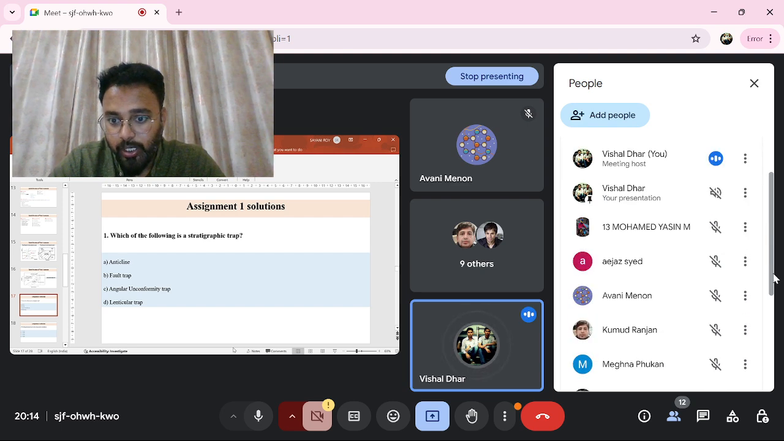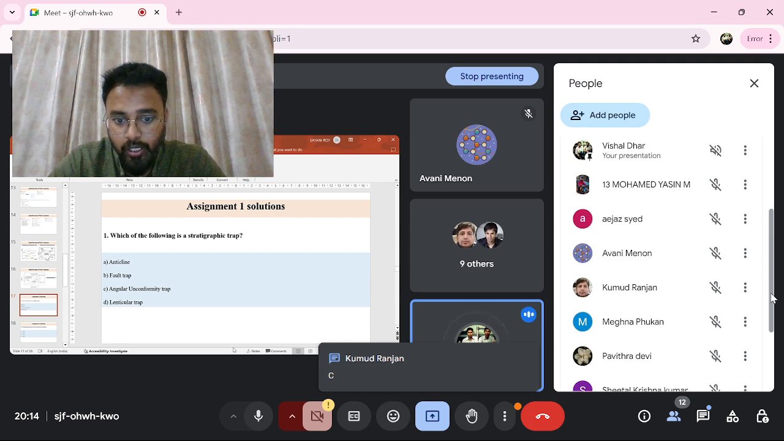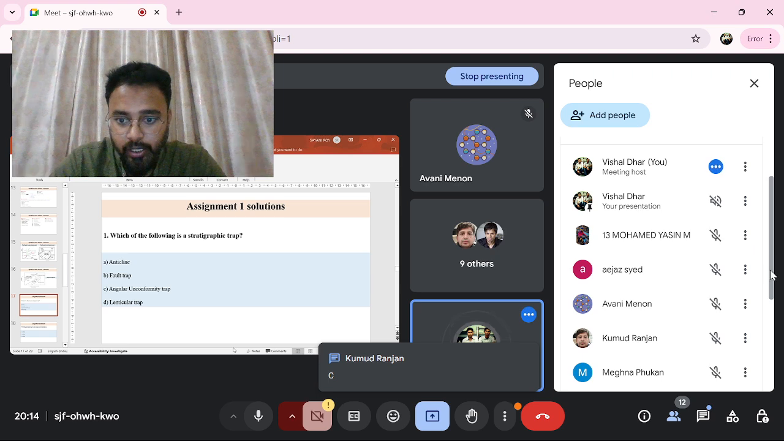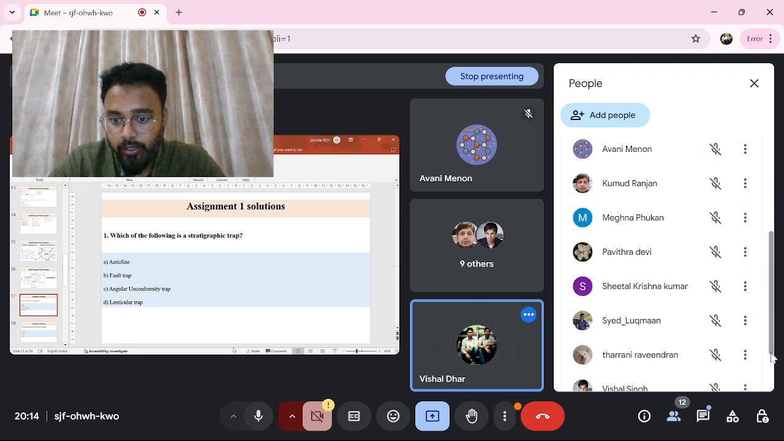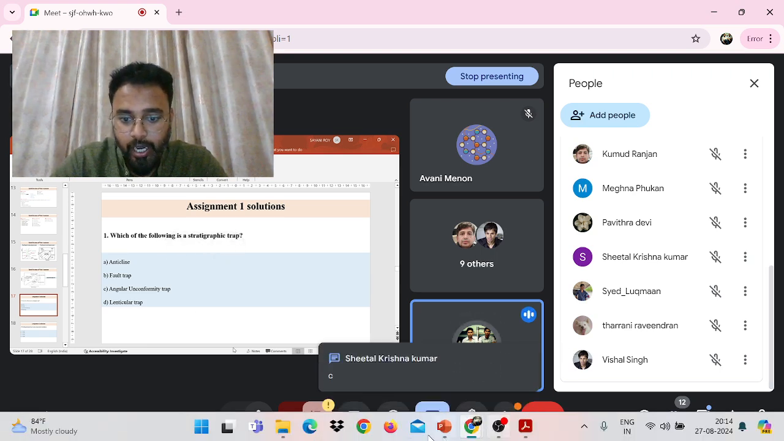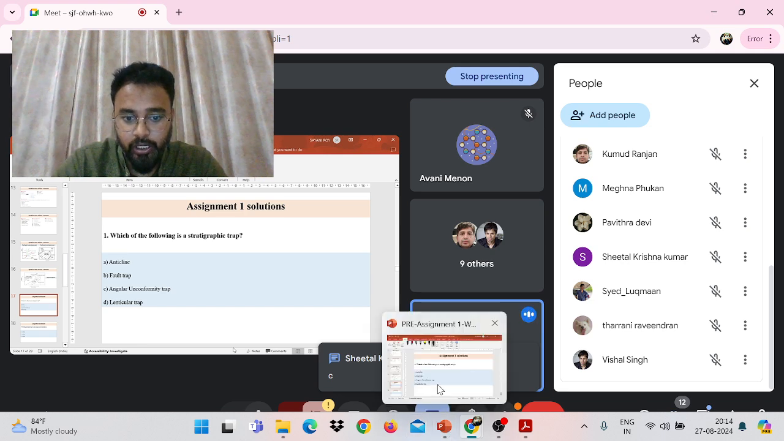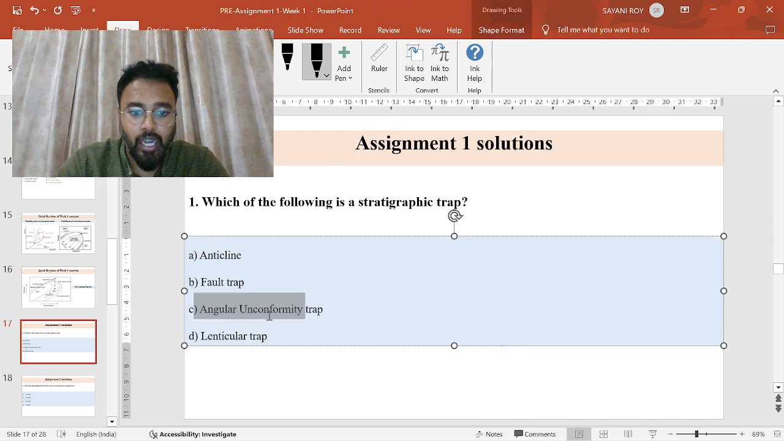Anyone else wants to answer? Okay. Umut sir has said option C, and Sheetal also said option C. So yeah, the correct option is angular unconformity trap.